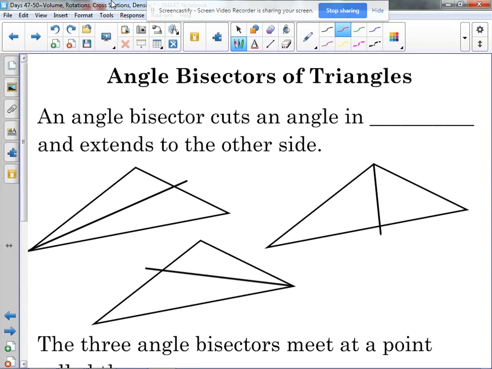Cuts it in half. If something has been bisected, it's been cut in half. And what are we cutting in half here? We're cutting the angles in half, and we're extending that segment to the other side.